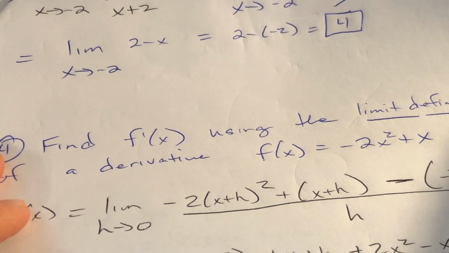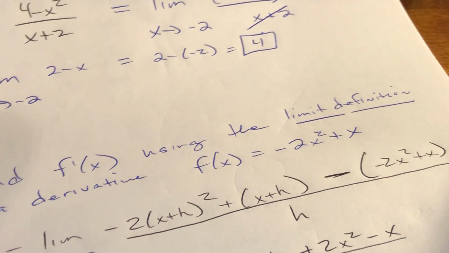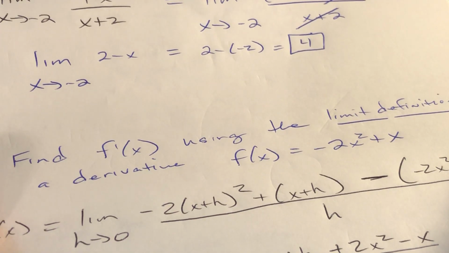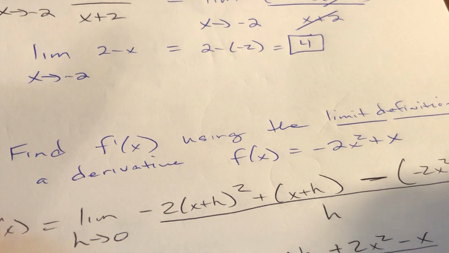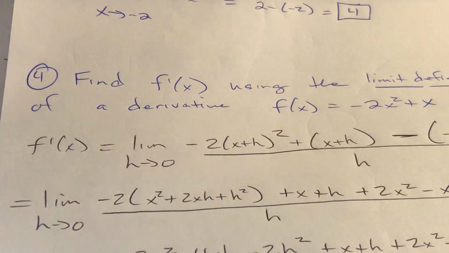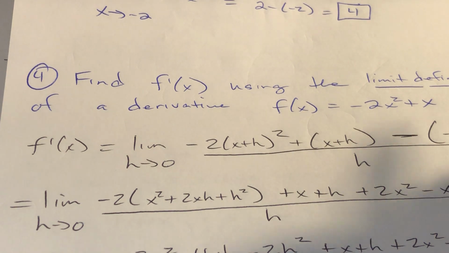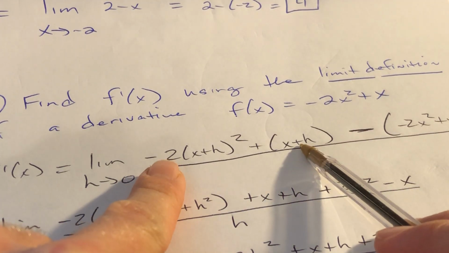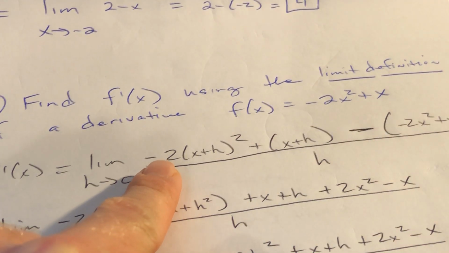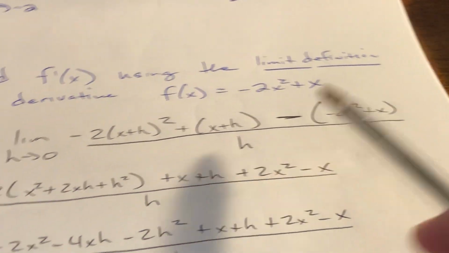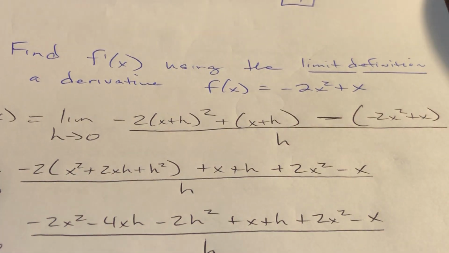Find f prime of x using the limit definition of a derivative. You can't simply say it's -4x plus 1. That's good that we know it's -4x plus 1, but we have to use the limit definition, which is f prime of x is the limit as h goes to 0 of f of x plus h minus f of x over h. This is f of x plus h minus, make sure this is all in parentheses, f of x. All right, so I'm doing the algebra.